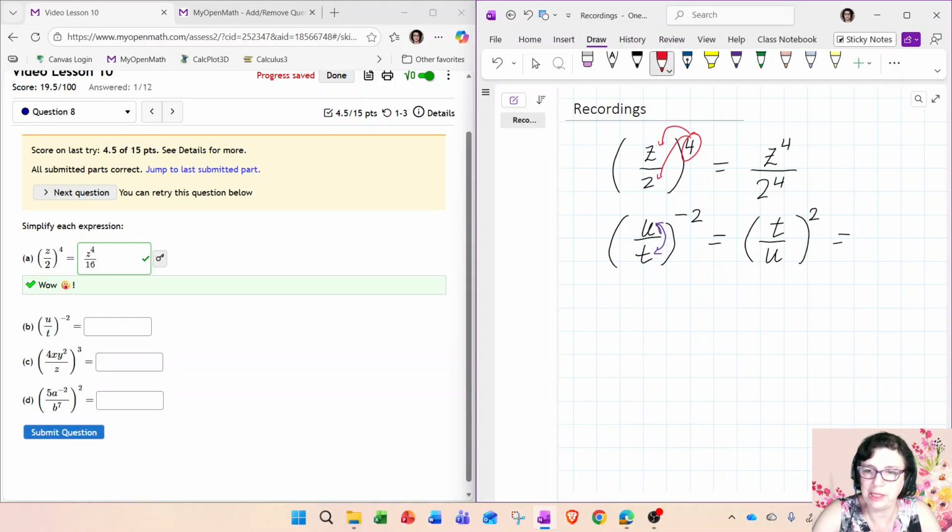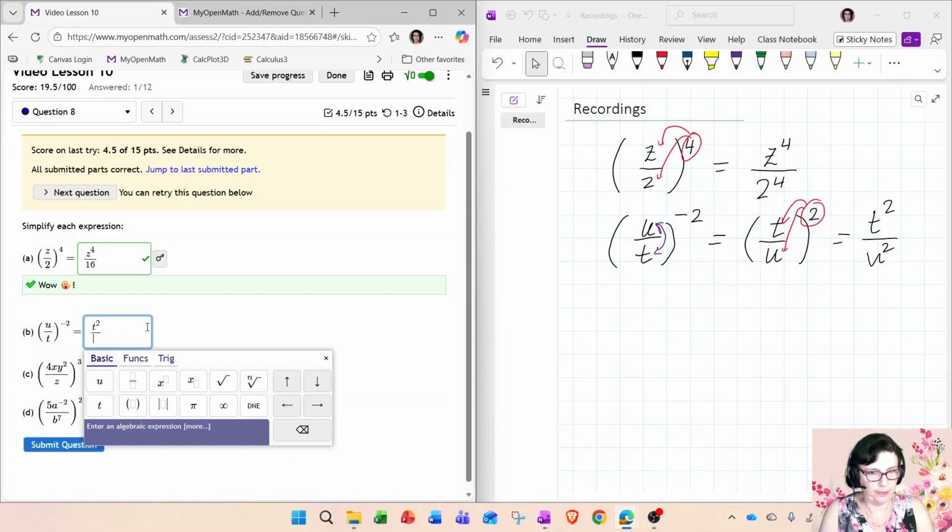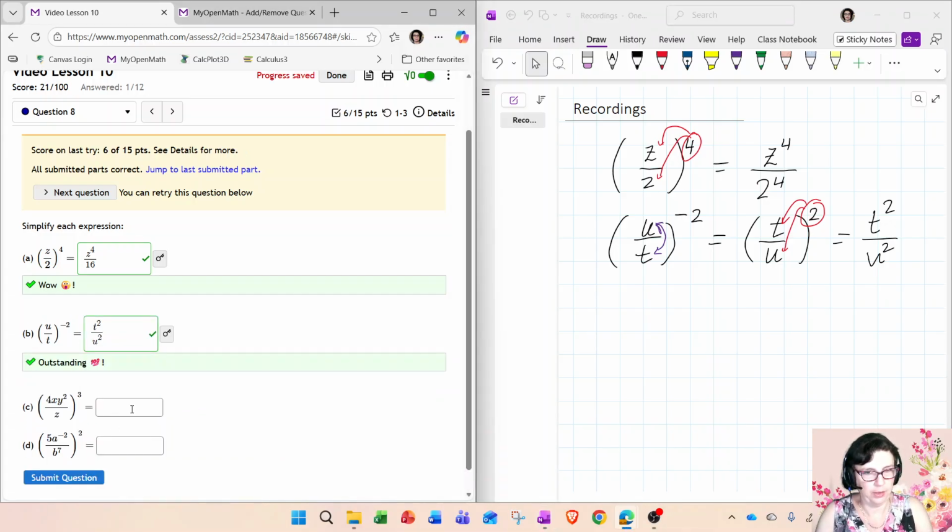And what remains is just distributing that 2 to each term. We've got t squared divided by u squared. Okay, let's enter that. Let's see if that's correct.